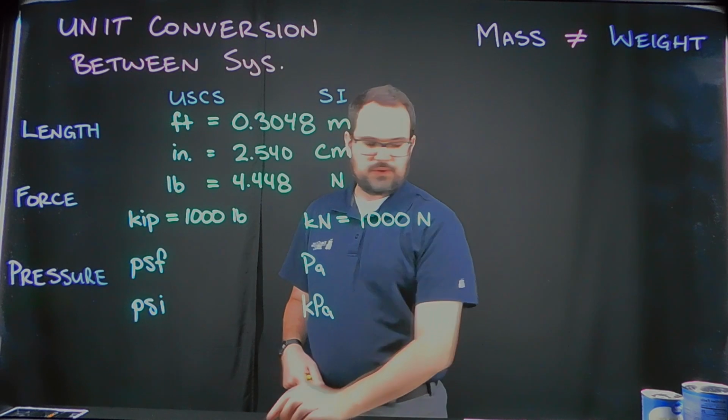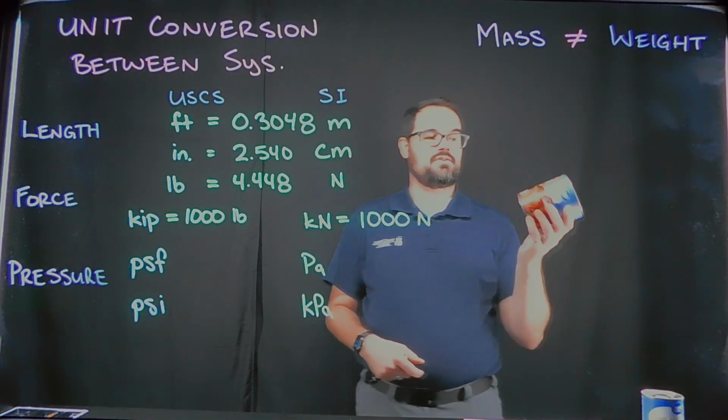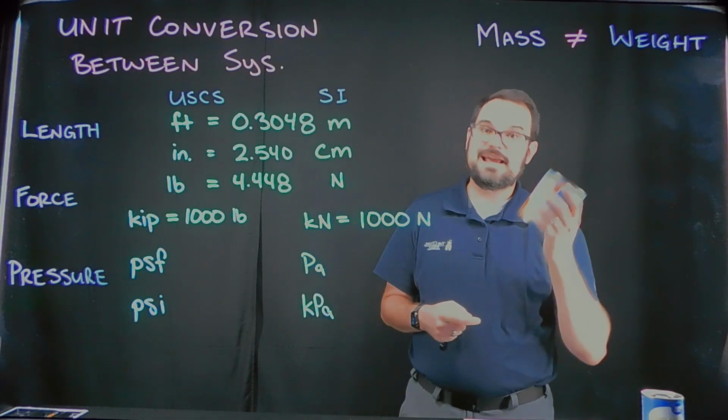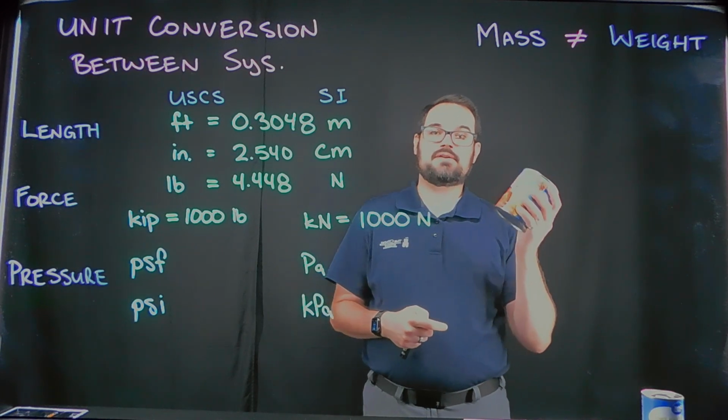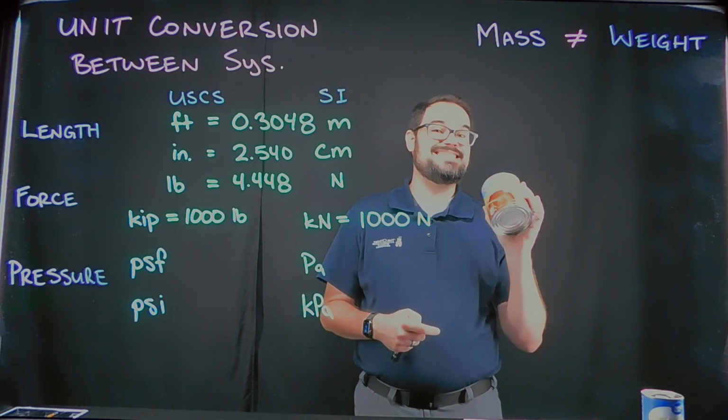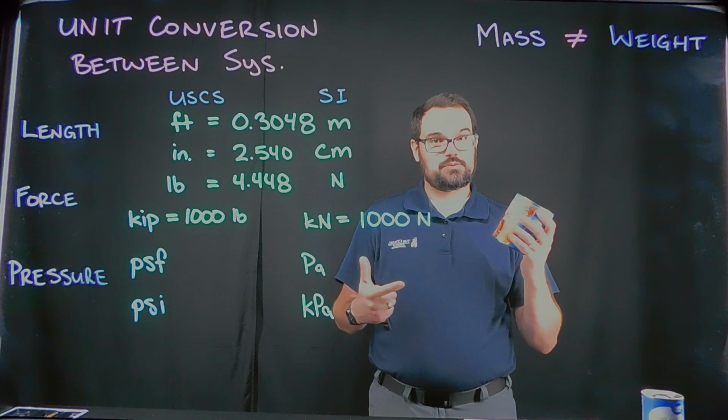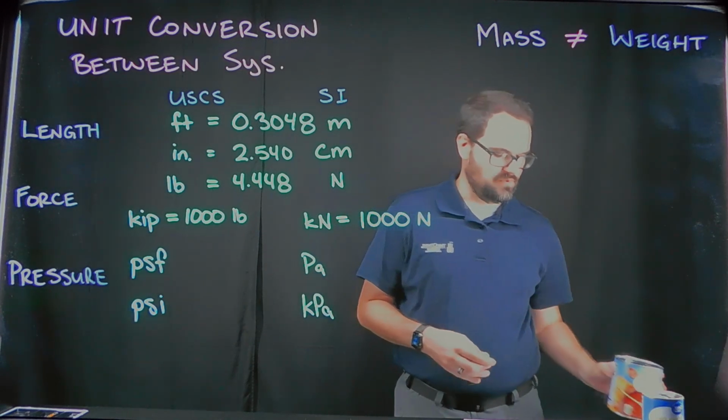Now, while we're talking about force, it's important to recognize that mass and weight are not the same things. So, for example, you might be tempted to think of a kilogram. So this is a large soup can. It has a mass of around 1 kilogram. However, that is not its weight. Weight is a push or pull. Mass is how much of a thing you have.